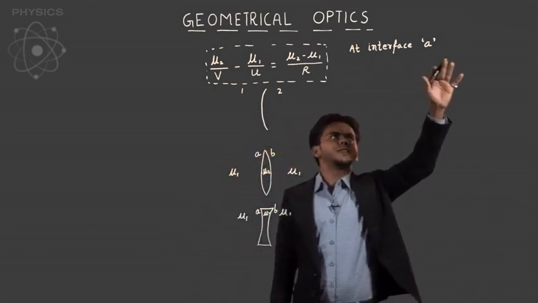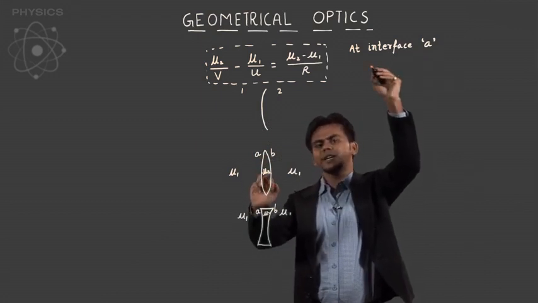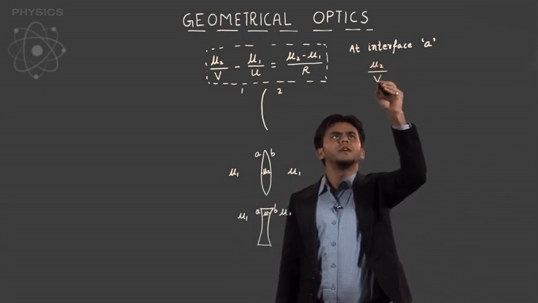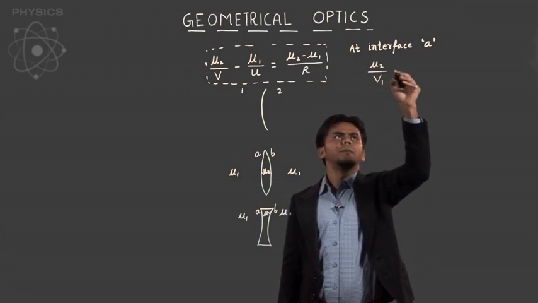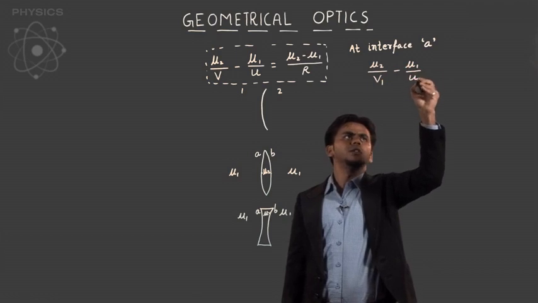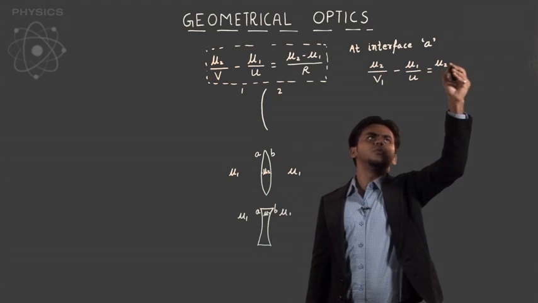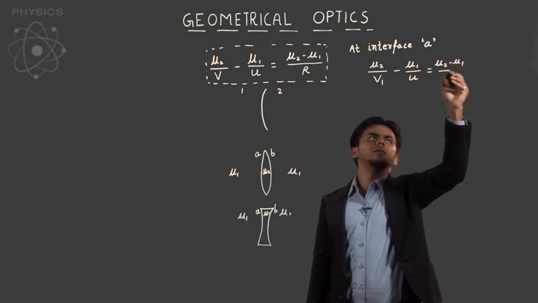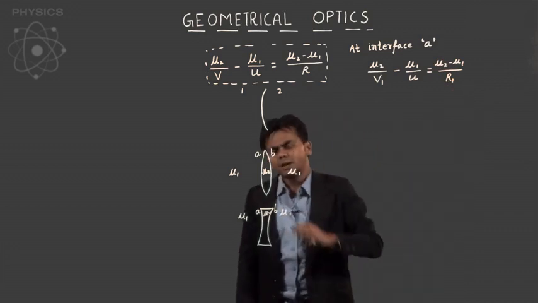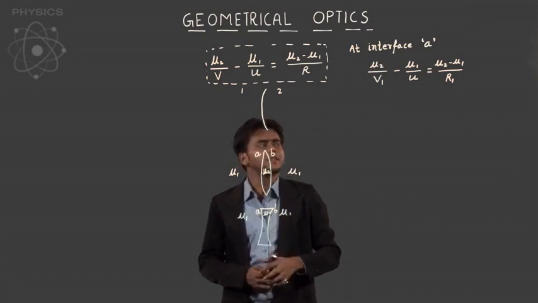So at interface A, this is my refractive index of second medium. So mu2 by V1 minus mu1 upon u would give you mu2 minus mu1 upon R1. Why R1? Because interface A could have a different radius than interface B.